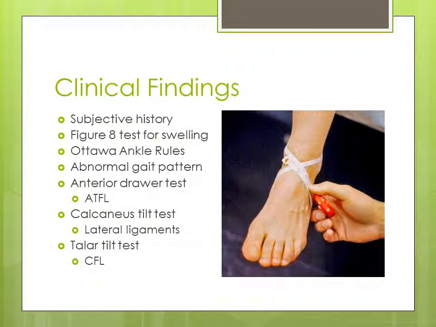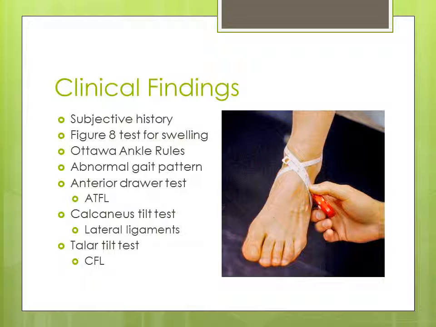Clinical findings of a lateral ankle sprain include the following. The subjective history, including the signs and symptoms and the mechanism of injury, will indicate a lateral ankle sprain. The Figure 8 test for swelling shows an increase in size in the involved ankle shown in the picture above. Ottawa ankle rules can be performed to rule out a fracture. These rules have a high sensitivity used to rule out the fracture when the tests are negative.